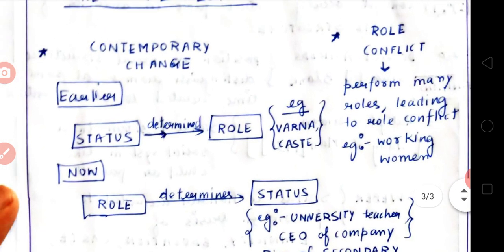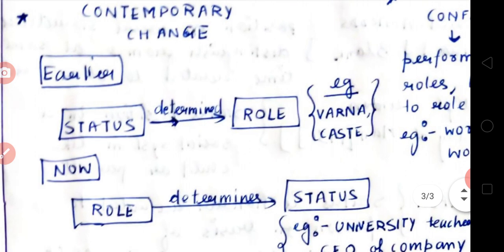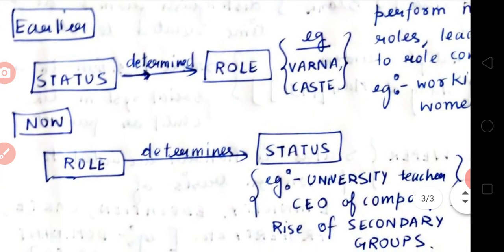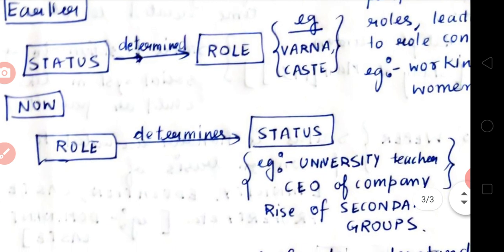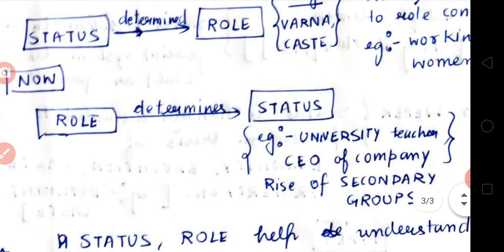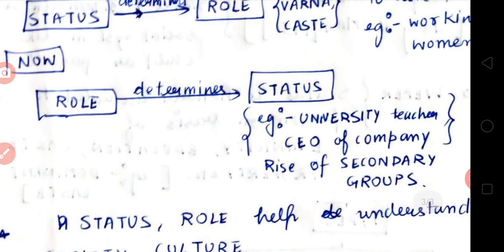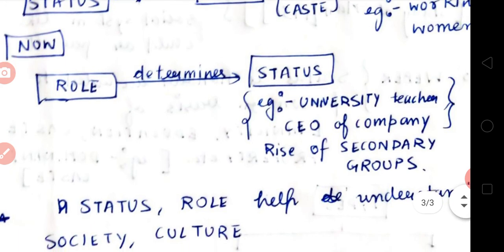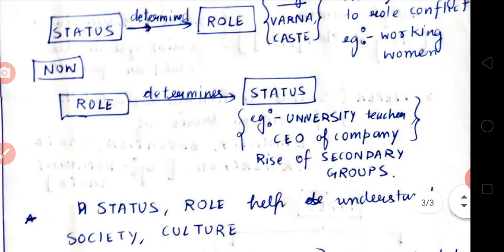For example, earlier it was status which determined role. For example, birth in a varna or caste system determined one's role: Brahmin for rituals, Kshatriya as warriors, Vaishya as agriculturalists, and Shudra who do the menial work. But now your role determines your status. For example, a university teacher is respected because he teaches students to become more aware and skilled. Similarly, the CEO of a company who is very skilled, hence his status is high. Secondary groups are corporate groups which have risen with the era of globalization or liberalization. And here also, the role of the individual determines his status. So if you are the CEO, then you have a particular status as compared to others.